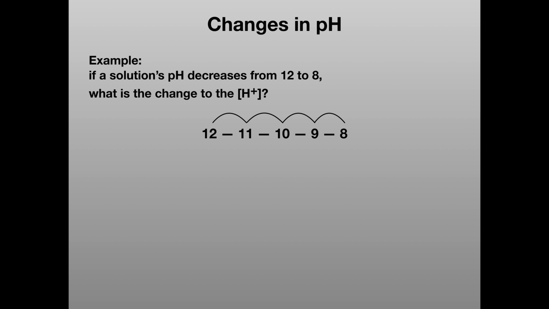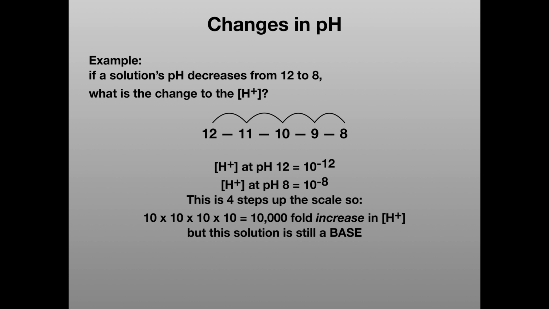So first and foremost, what's the fold change? 10 times 10 times 10 times 10. That's 10,000. So in this instance, we're going from pH 12 to pH 8. We're going down the scale. The hydrogen ion concentration is increasing. Increasing by how much? 10,000. Additionally, if you look at the pH, this solution is still a base. Not as strong, but nevertheless still basic.